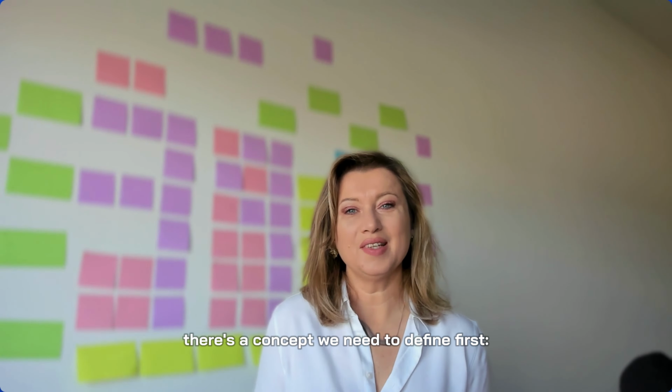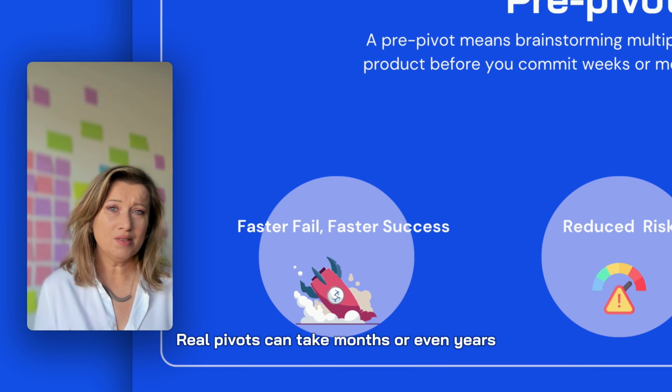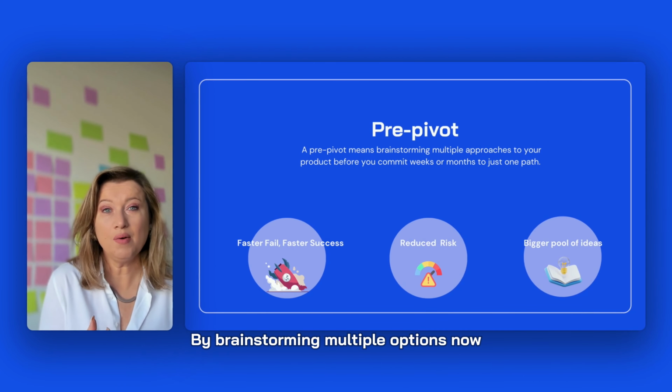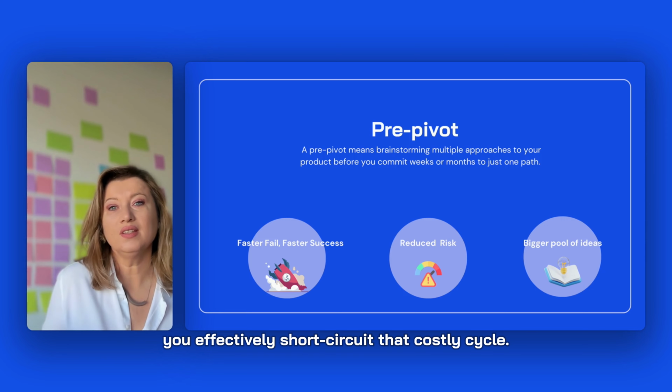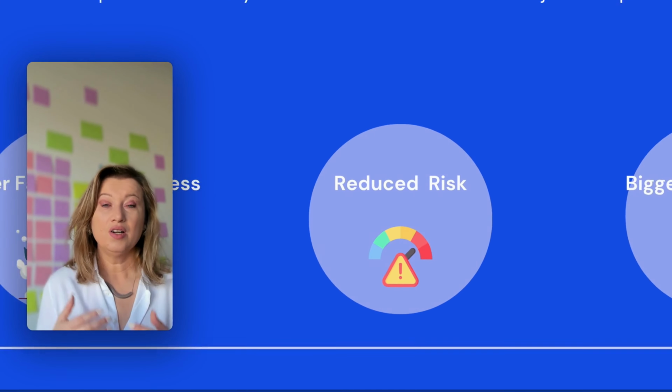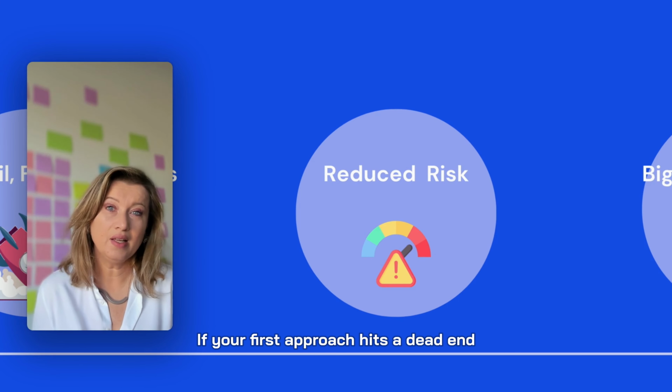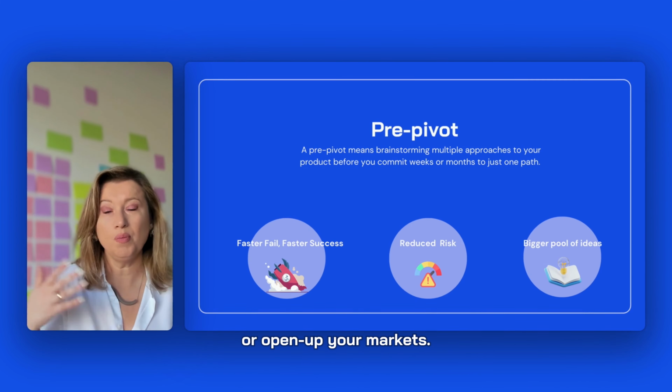Why is it important? One, faster fail, faster success. Real pivots can take months or even years after a product flops. By brainstorming multiple options now, you effectively short circuit that costly cycle. Two, reduce risk. If your first approach hits a dead end, you've already got ready-made alternatives. No need for a complete restart. And three, a bigger pool of ideas. Even if your initial plan works, some backup ideas might inspire features or open up new markets.